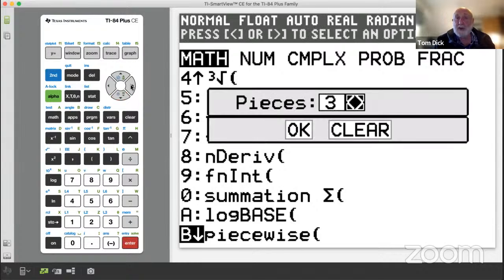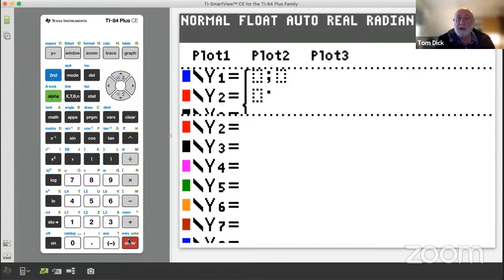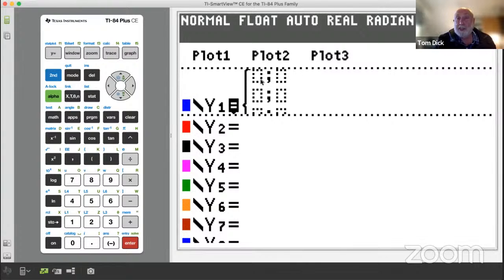The piecewise function I'm going to enter is going to have 4 different pieces to it. So I'll right arrow up to 4 and then press enter. You can see we've got a template here. Not all of it's showing, but the blanks in the dotted boxes are for the piecewise formulas, and on the right side of the semicolon is the domain. What interval will that be valid for?